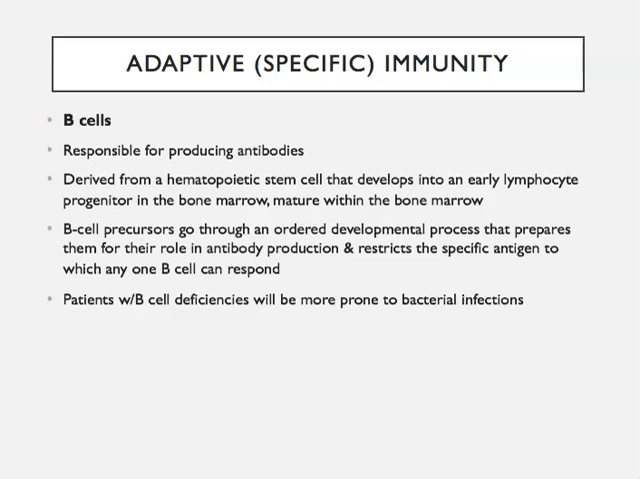Next, your B cells are responsible for producing antibodies. So they're derived from a hematopoietic stem cell that develops into an early lymphocyte progenitor in the bone marrow and matures within the bone marrow. B cell precursors go through an ordered developmental process that prepares them for their role in antibody production and restricts the specific antigen to which any one B cell can respond. So just like with the T cells, they're going to go through this maturation process. Patients with B cell deficiencies will be more prone to bacterial infections.